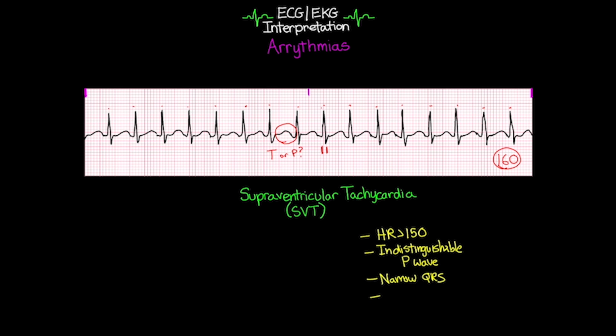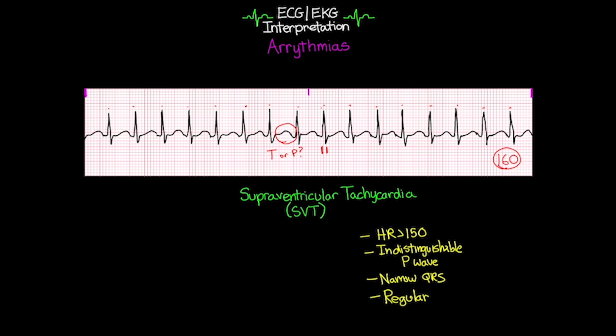Finally, one last defining characteristic that you're going to have here is that you're going to have a pretty regular rhythm. There's going to be some fluctuation in it with its speed, but for the most part, you're going to be right around in the same area. And you can see that with our rhythm strip here, these R waves are coming at a pretty regular rate.